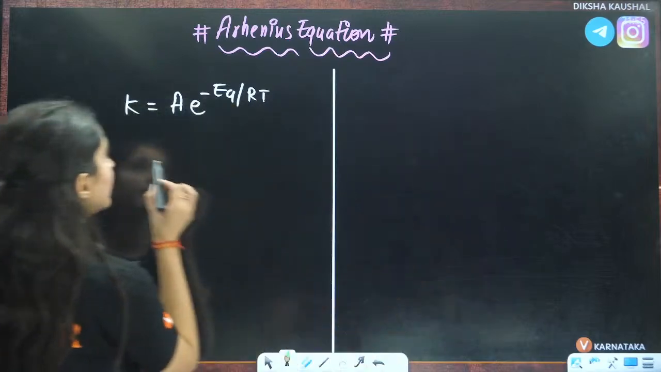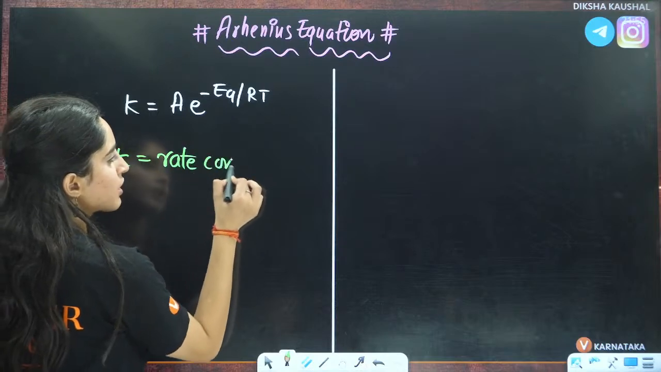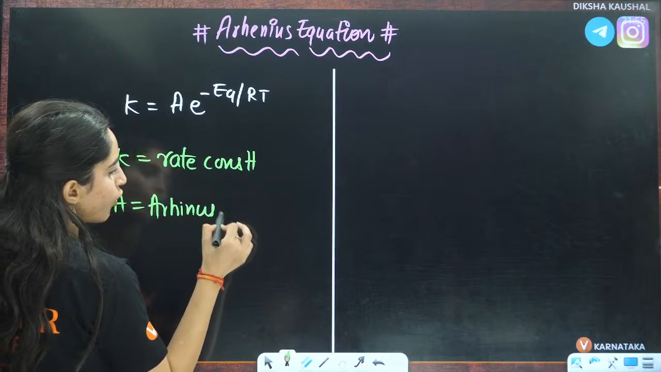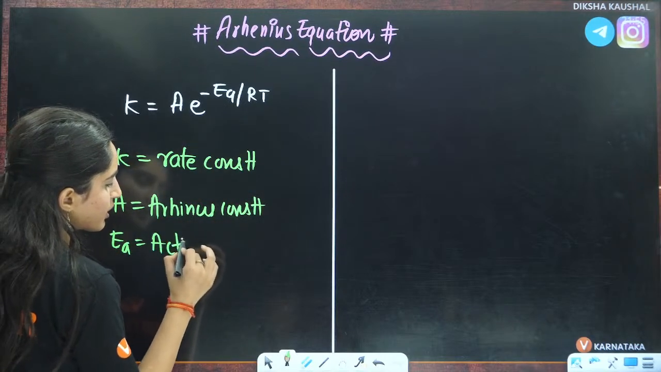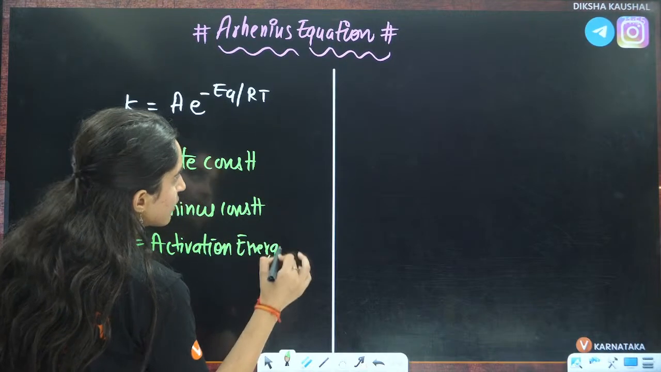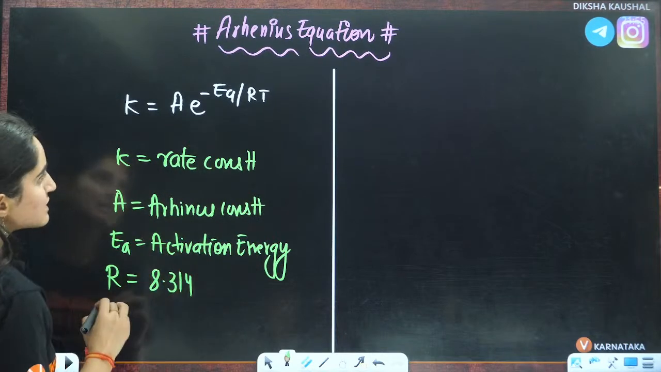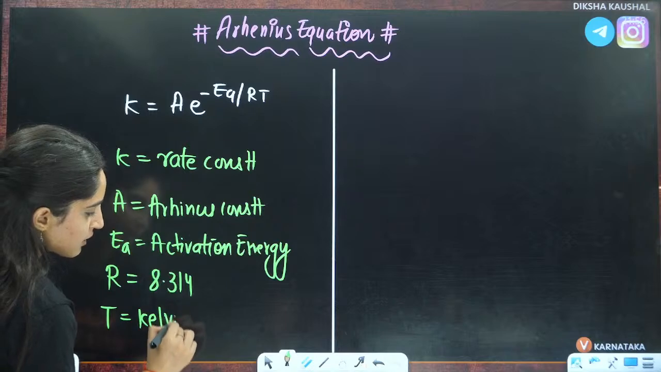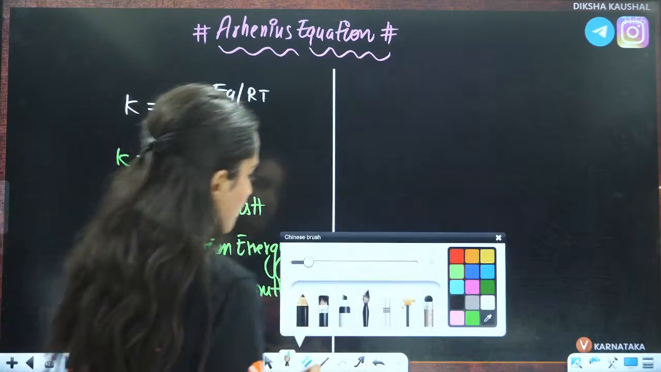Where k is the rate constant, A is the Arrhenius constant, Ea is very, very important, the activation energy, R is the gas constant, that is 8.314, right? T is temperature in Kelvin. This is the universal gas constant.